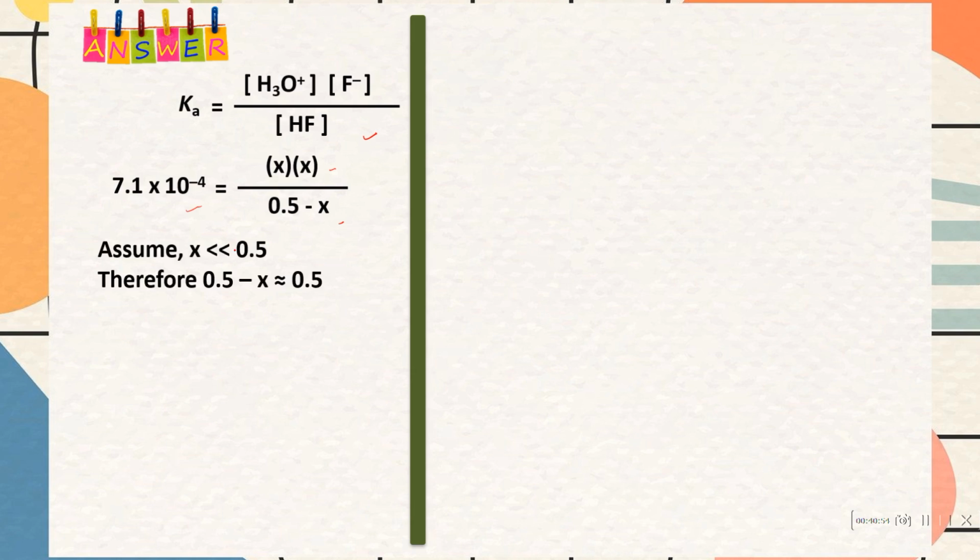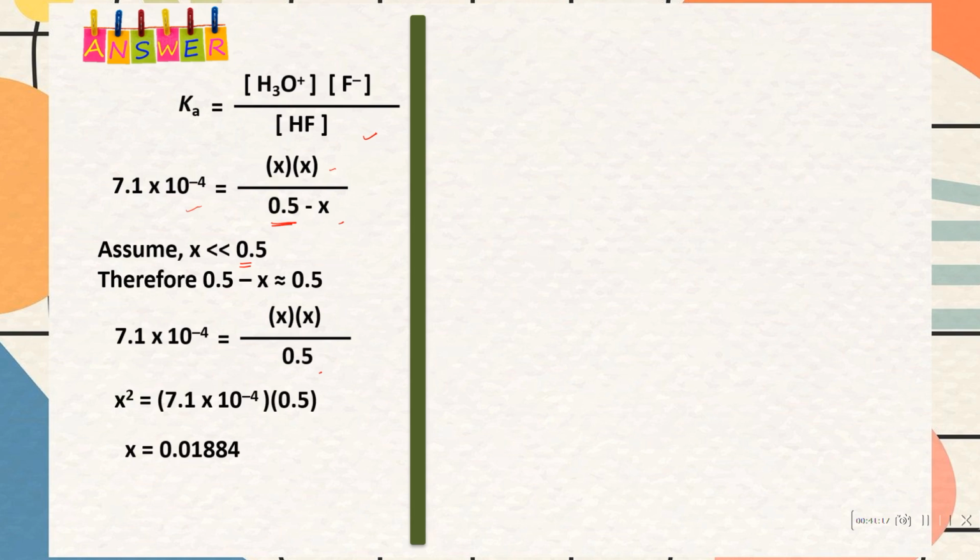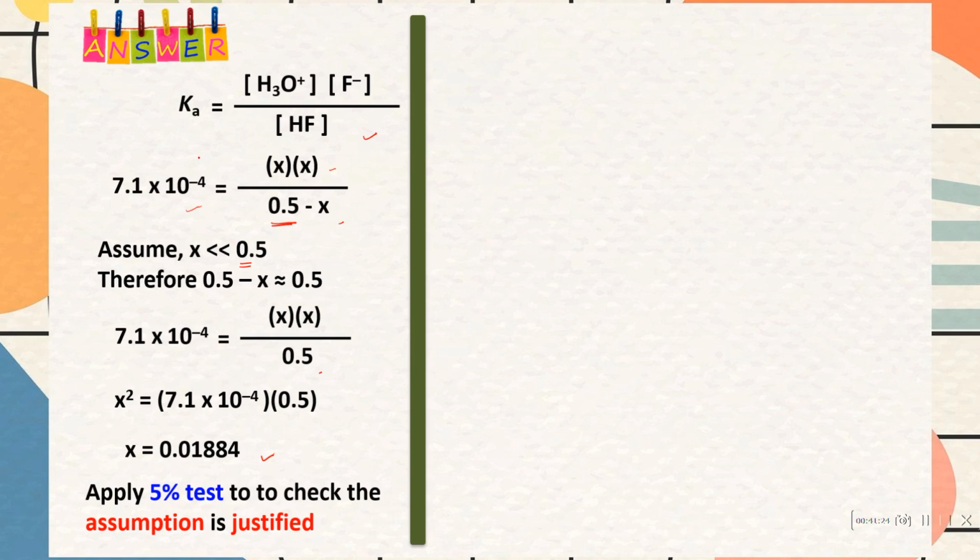Right, next, make an assumption. Let's say X is less than 0.05. Therefore, 0.5 minus X is approximately 0.5. Then you get it like this, which means X is very small. Next, find the value of X. X is 0.01884.